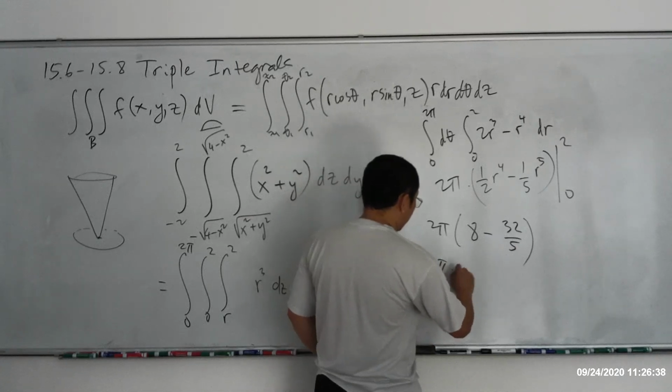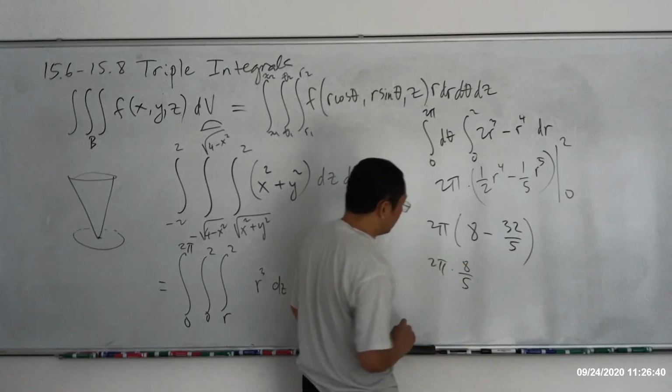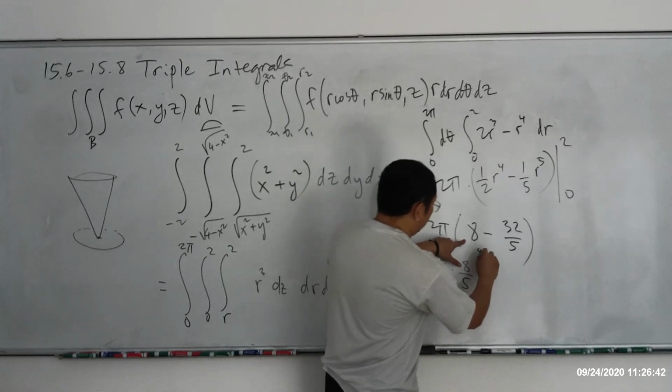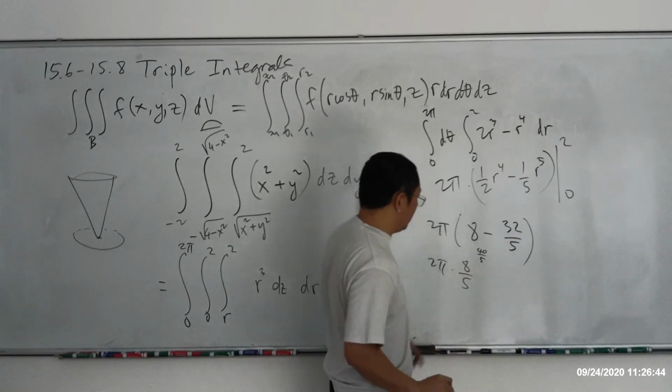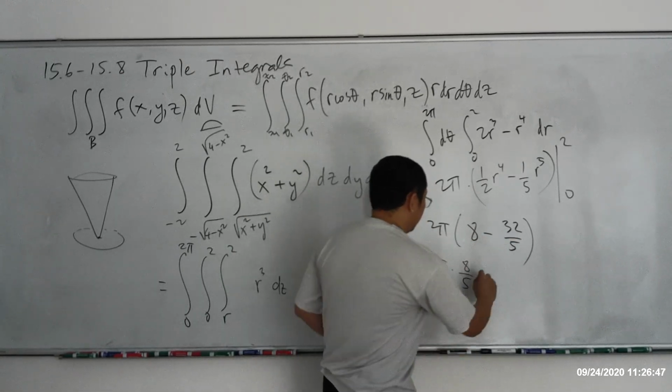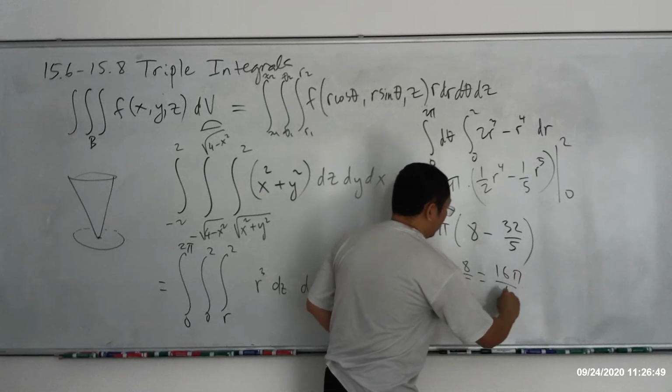So 2 pi times 8 over 5. I think this is what? 40 over 5 minus 32 over 5. Yes, 8 over 5. And this is 16 pi over 5, which should be the final answer.